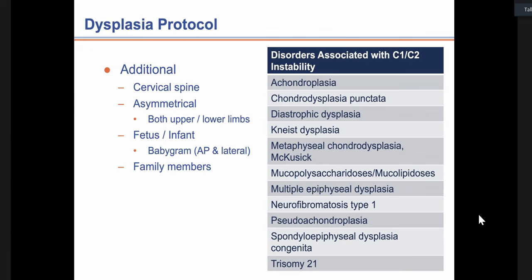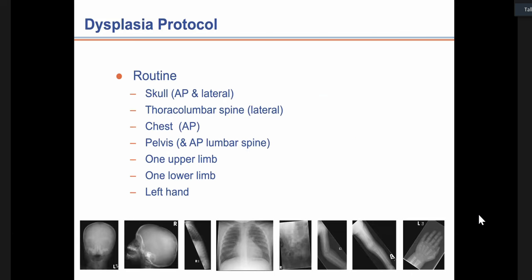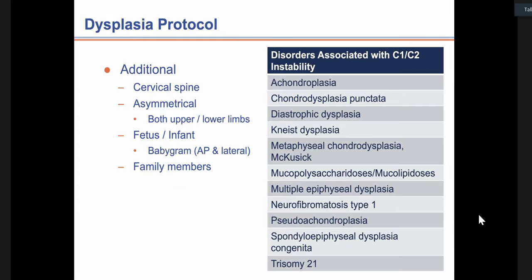There won't be 2 standard deviations out. Now then, there are some conditions where you may want to do additional views. So you notice that in the routine dysplasia protocol here, we talked about the thoracolumbar spine lateral, not the cervical spine. But you may want to do the cervical spine, and this table, in alphabetical order, lists some conditions that are associated with C1, C2 instability. And when you are considering those conditions, that may be the time to do a dedicated cervical spine view.